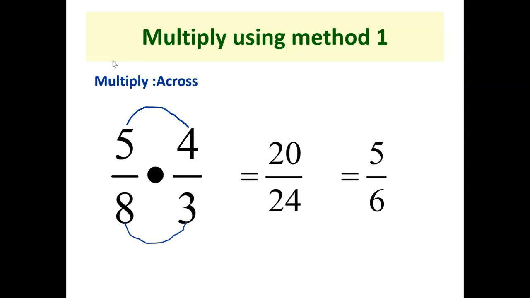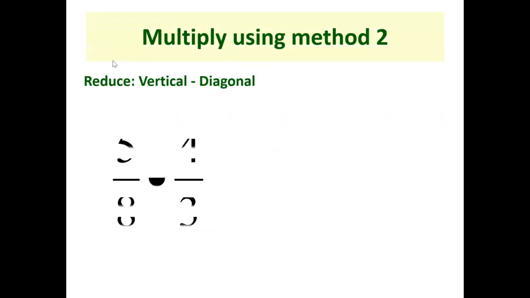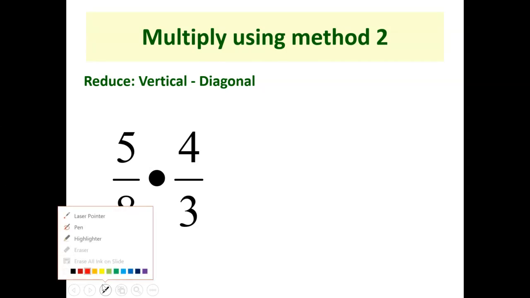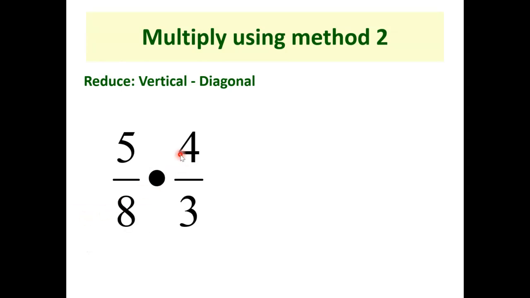Let's redo this problem using method 2. This time I'm going to reduce. So let me get the pen here just to highlight things. If I try to see what two numbers I can reduce, if you look at 5 and 8, there's nothing common. If you look at 4 and 3, there's nothing common. 5 and 3, nothing common. 4 and 8 is the only pair which can be reduced. So 4 directly goes into 8. You must divide both by 4.